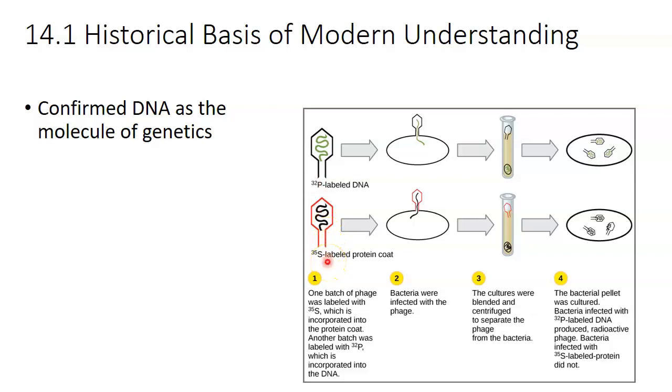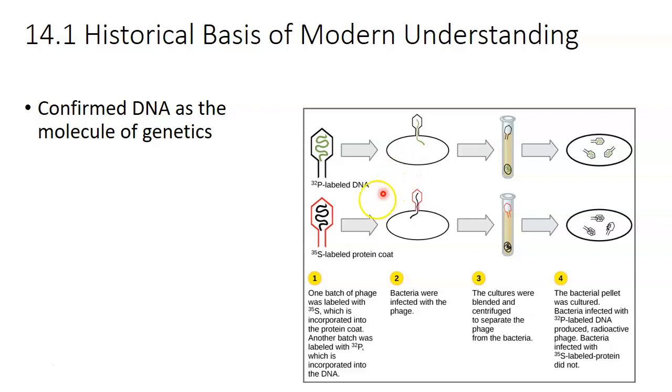And then down here in this batch, instead of using P32, they used radioactive sulfur, so S35. And this sulfur is going to be found in the protein and not in the DNA. So they had one batch of bacteriophage where they radioactively labeled DNA, and a second batch where they radioactively labeled the protein. Now they incubated the DNA-labeled bacteriophage with bacteria, and they allowed the bacteria to be infected by the bacteriophage.